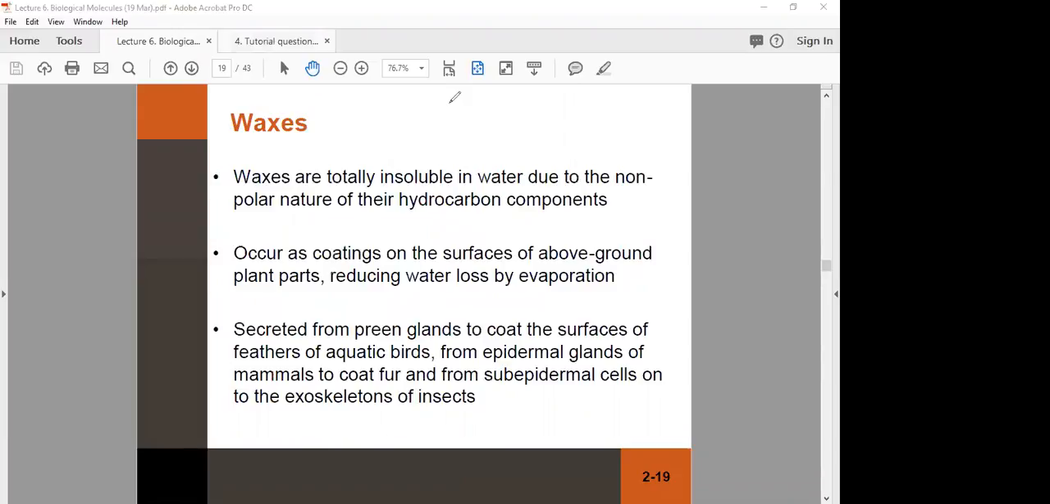All right, let's move on to waxes. So we're still talking about simple lipids here. Waxes are totally insoluble in water, and that's because they tend to have very large non-polar components. Where do we find waxes? They occur as coatings on the surfaces of plants. So we have this waxy covering called the cuticle, and that limits water loss from the plant by evaporation. But waxes also feature in animals as well, as you can read there.